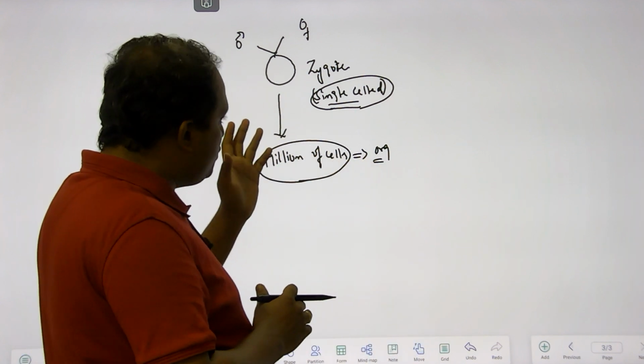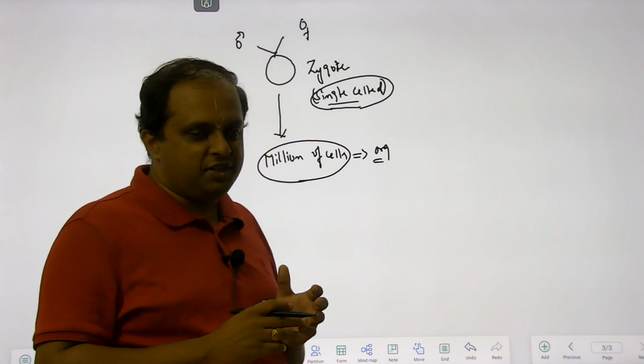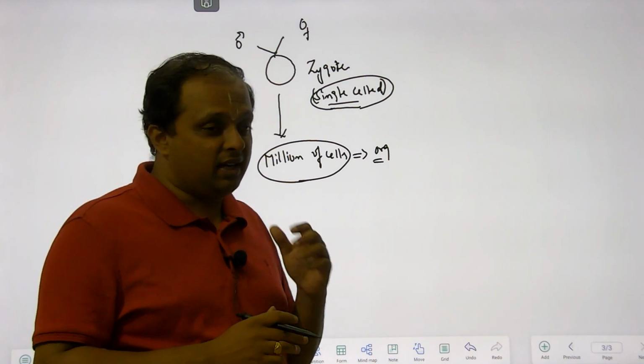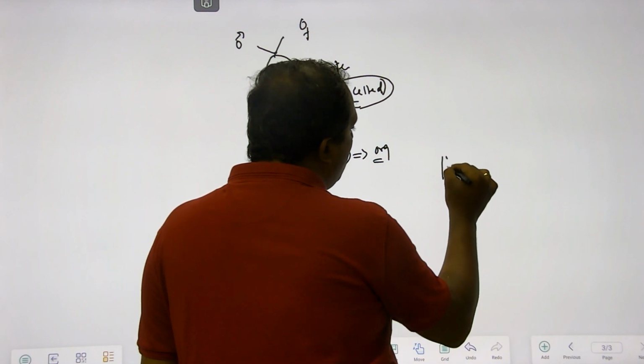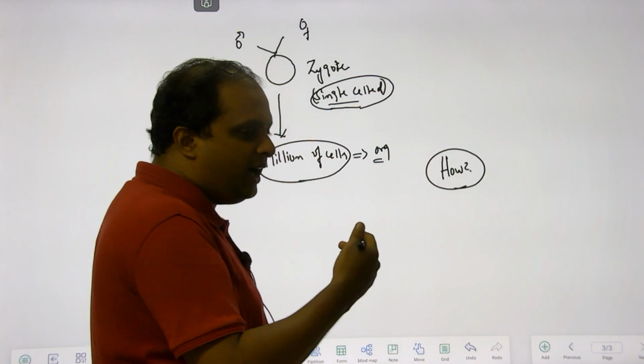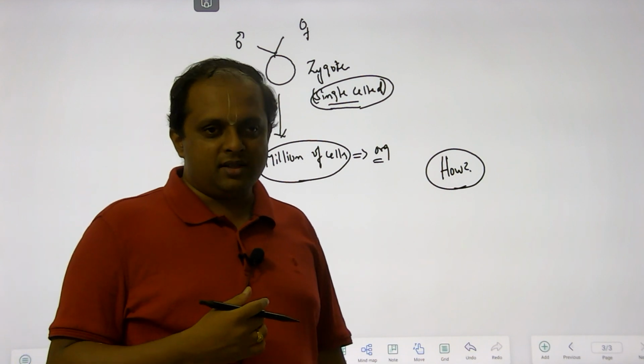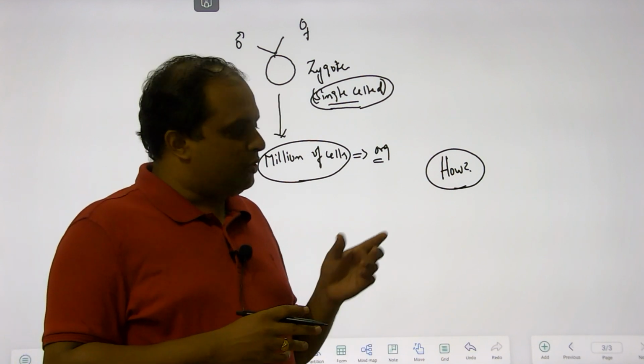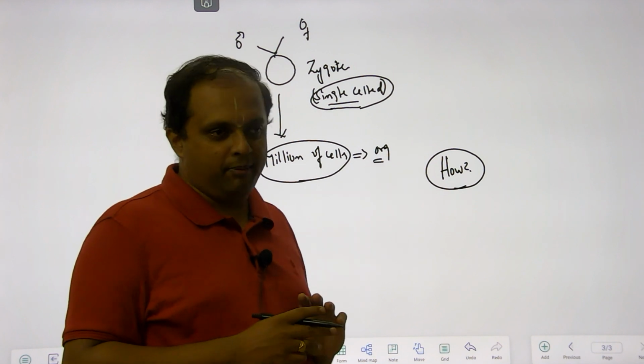So we have answered what cell division is and why cell division should happen. Now the question is how this cell division is going to happen. The entire chapter discussion that we are going to have in future is going to answer the question of how cell division happens.